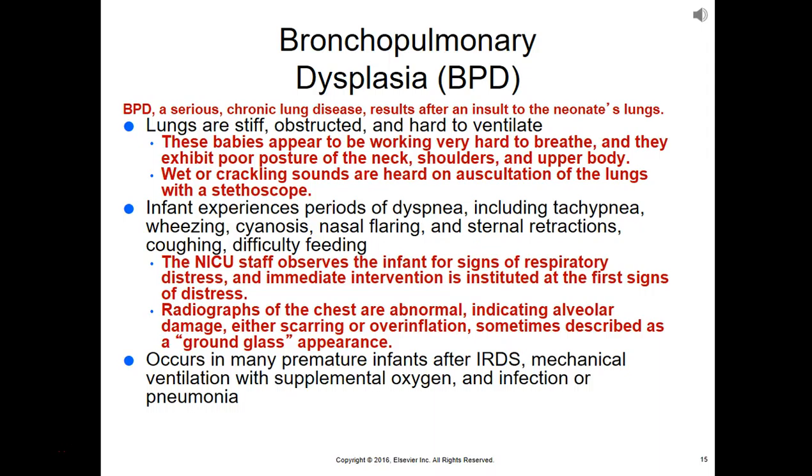signs of distress. Radiographs of the chest are abnormal for these babies, indicating alveolar damage, either scarring or overinflation, sometimes described as a ground glass appearance. It occurs in many premature infants after IRDS, mechanical ventilation with supplemental oxygen, and infection or pneumonia.